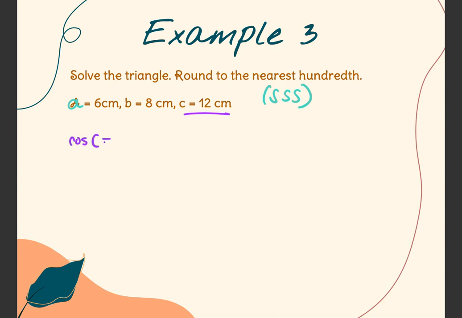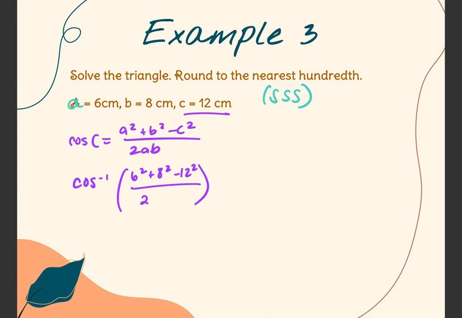So the cosine of C would equal A squared plus B squared minus C squared over 2AB. And I'm going to do cosine -1 of 6 squared plus 8 squared minus 12 squared over 2 times 6 times 8. And I do that whole thing in the calculator, making sure I'm in degrees, because once we reset it, like what you'll have to do for your quiz, it puts it back into radians. 6 squared plus 8 squared minus 12 squared divided by 2 times 6 times 8. And I get angle C is 117.28 degrees.